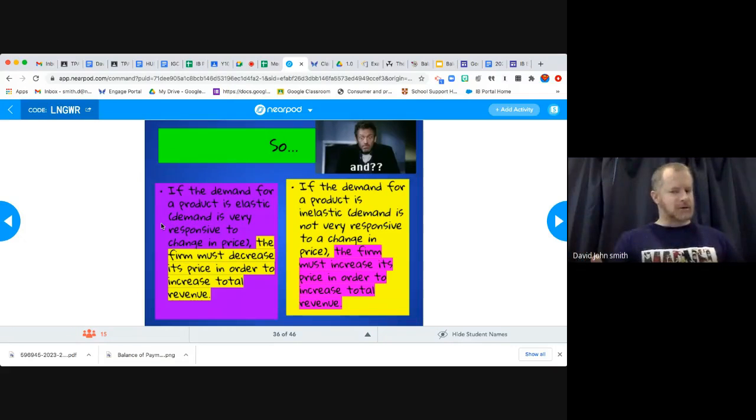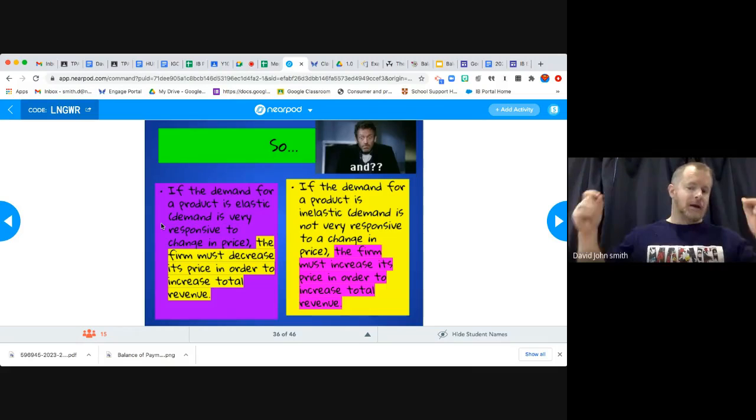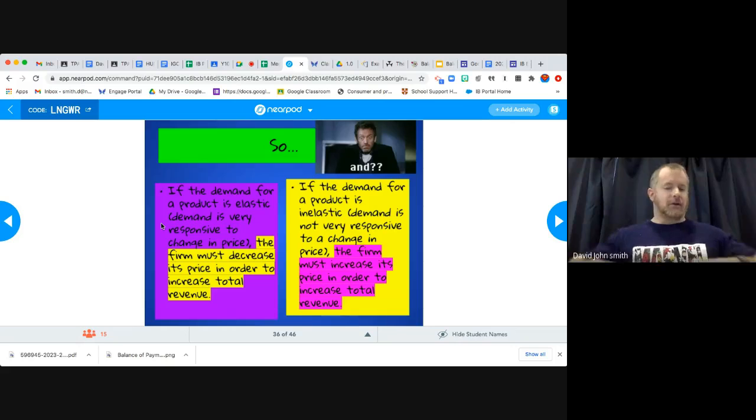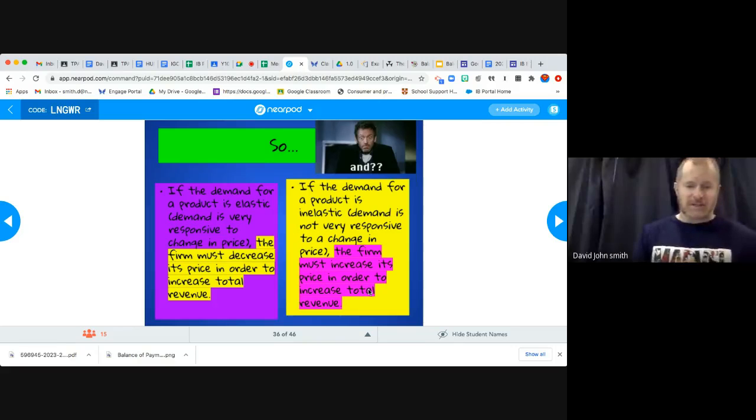However, the yellow box, if the demand for the product is more inelastic, more like the letter I, less responsive, then the best way for the firm to increase their revenue is to increase their price. So the point is, depending on which type of elasticity you have for your product, in order to increase your revenue, the amount you earn from sales, you're going to have two different pricing strategies. Elastic, decrease price. Inelastic, increase price. And again, we understand this intuitively, we see it.